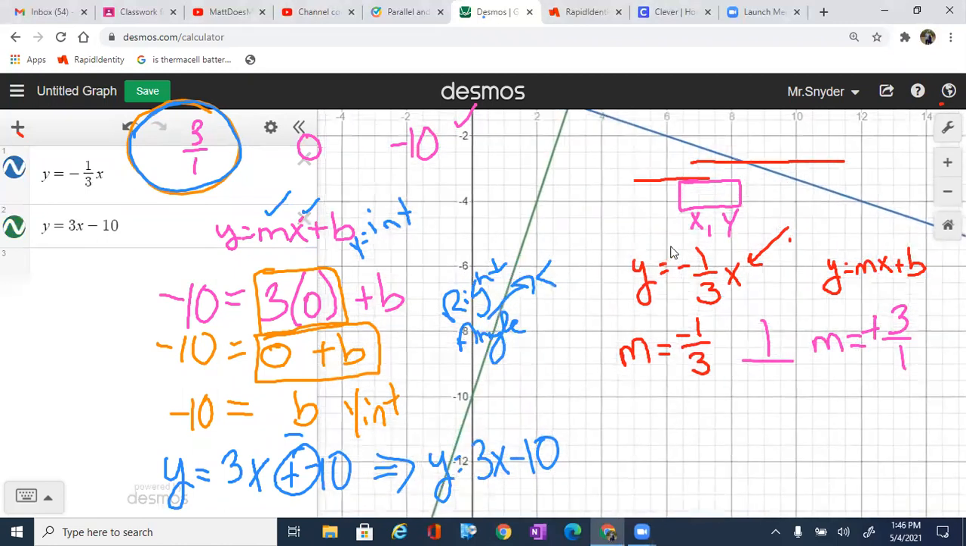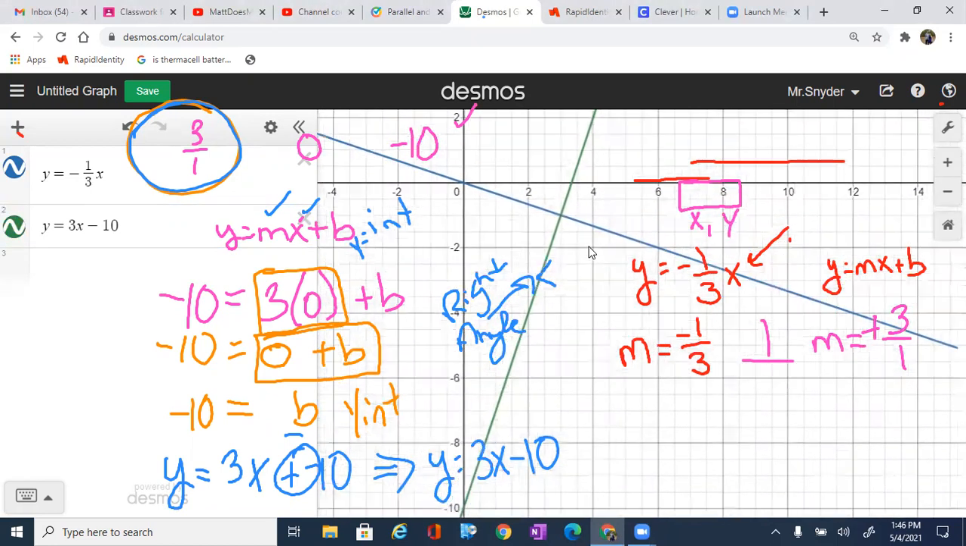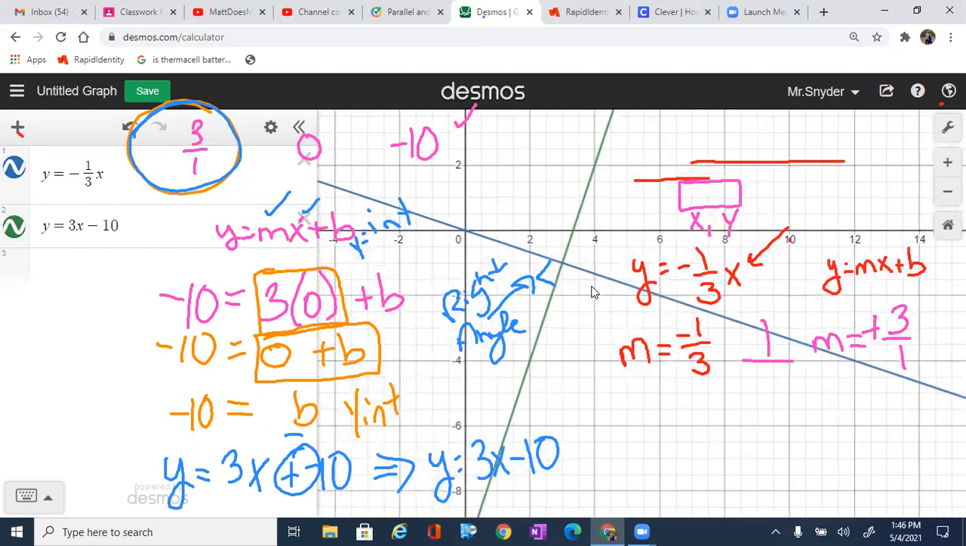Okay, and check it out. If I trace it all the way down on the green line, the x value is 0, the y value is negative 10, and that confirms that we have perpendicular lines. We've got perpendicular lines, and it goes through 0, negative 10.